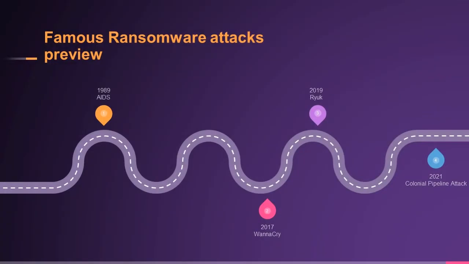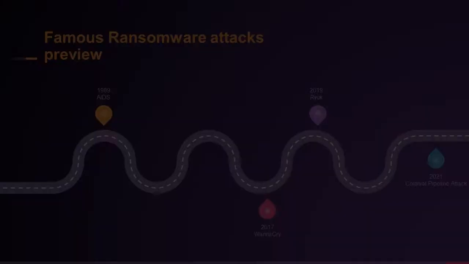So these four attacks are what we deemed to be the most famous ransomware attacks in history. Two of them we already went over. It starts with the 1989 AIDS incident. Then we're going to go to the 2017 WannaCry incident. After that, the REvil incident in 2019. And then lastly, we'll be doing the Colonial Pipeline attack in 2020.